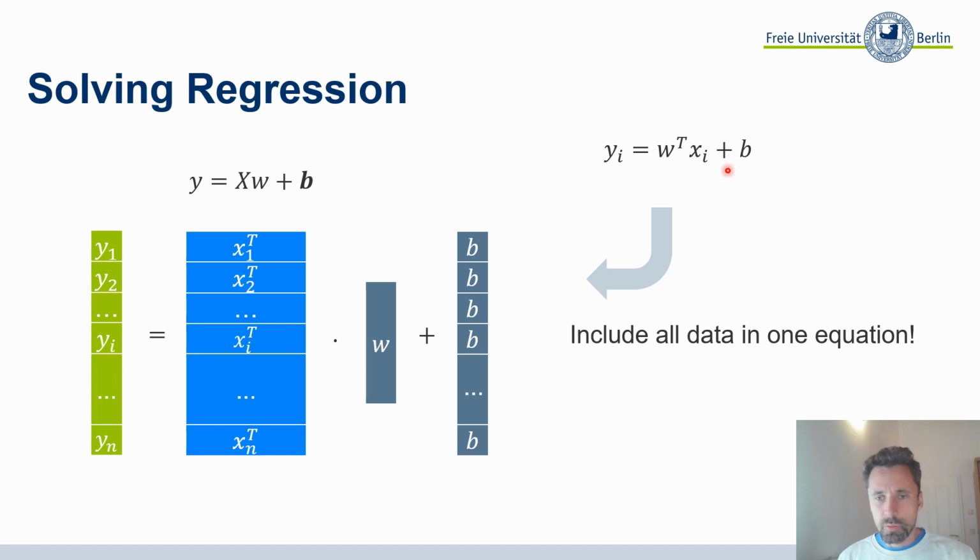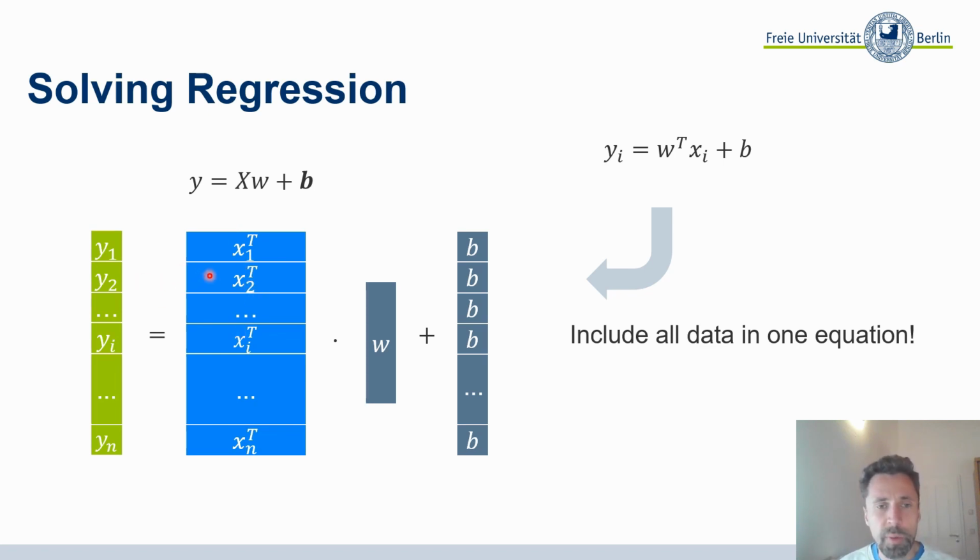So the first step is to put all of these individual equations into one matrix times vector equation. So we want that with one multiplication and add operation, all the data is explained. So how do we do this?